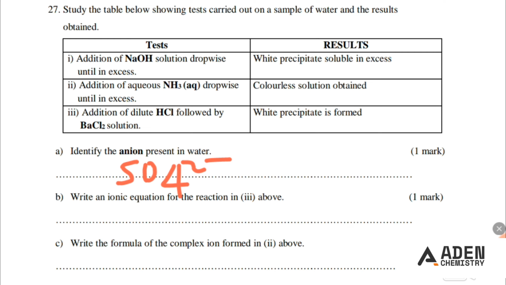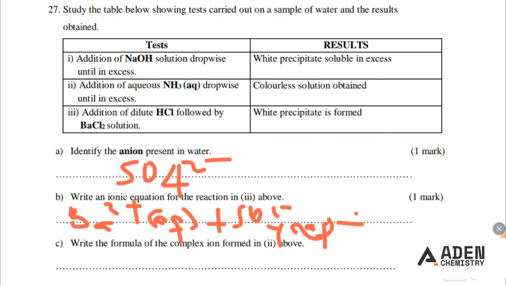Sulfide ion. Then next we are having part B, write an equation for the reaction in step 3. So here we are having the barium ion in barium chloride aqueous reacting with the sulfide ions aqueous. What we are going to get is barium sulfate, which is the white precipitate, which is insoluble or which does not dissolve in the acid.